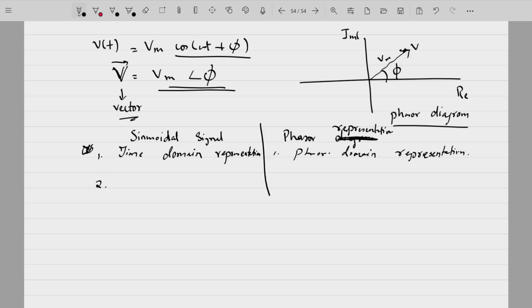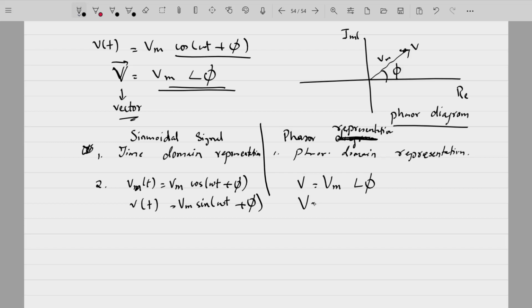So one is the time domain representation of your same AC waveform. Another one is the phasor domain representation of your waveform. So if you have some quantity like Vt equal to Vm cos of omega t plus phi, its equivalent in the phasor domain will be V equal to Vm angle phi. Fine. So similarly, if Vt is equal to Vm sine of omega t plus phi, then its equivalent phasor will be Vm angle 90 degree minus phi.